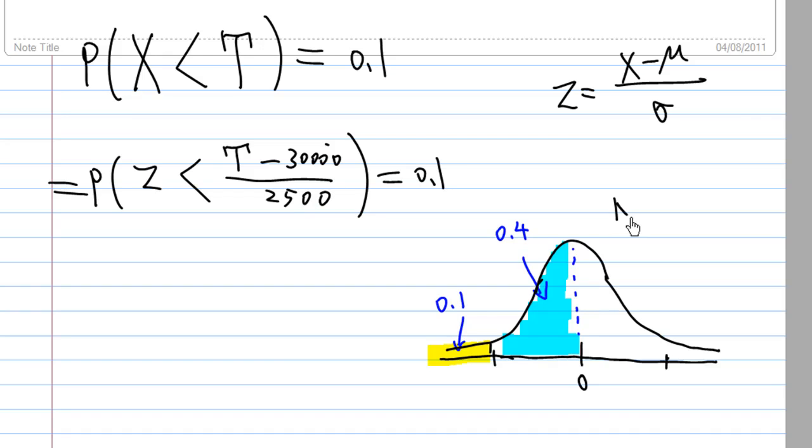Now you look at the standard normal graph. Center 0, standard deviation is 1. I want to find the Z here. The area on the left of Z is 0.1, and therefore the area between Z and 0 is 0.4. Now you can use the table to find out what this area is. First, we find this area 0.4.